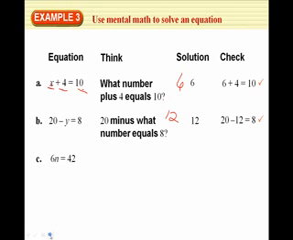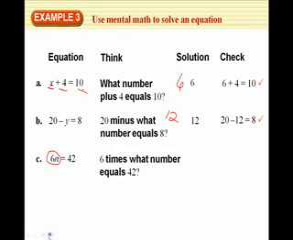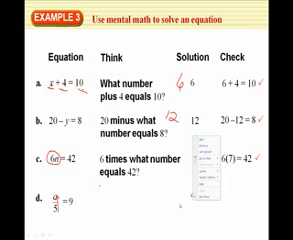What number times n is 42? There's my question. And 7. And it checks. What number divided by 5 is 9? So, in other words, what number can 5 go into 9 times? And the opposite of dividing is multiplying. So 45. Boy, I can't write worth a darn.